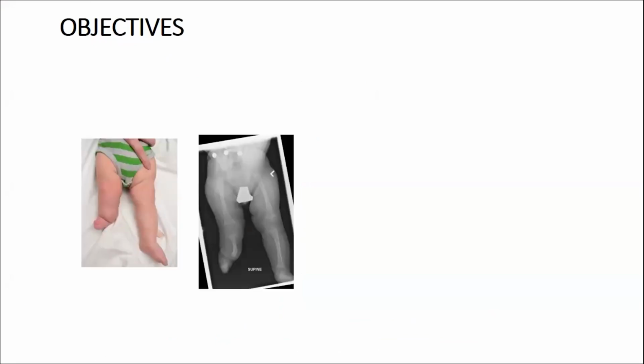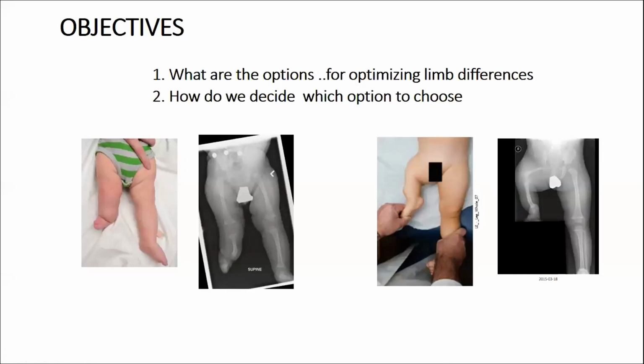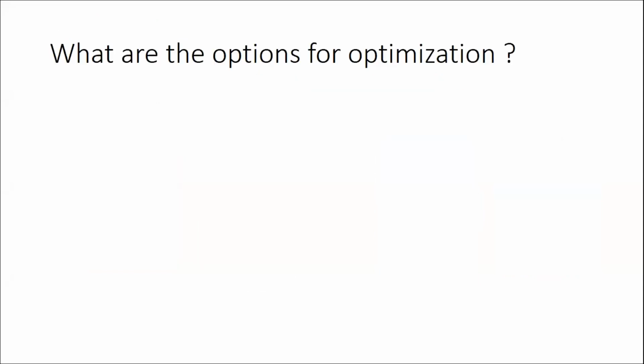So the objectives of this talk, if you have cases like this presenting to you, a case like this, very severe fibular hemimelia, or another case like this of a PFFD and severe hemimelia, what are the options for optimizing the limb differences and how to decide which option to choose? So these are essentially the two objectives of my talk.